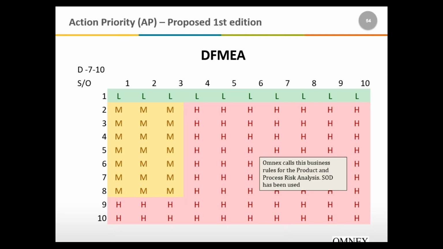If you have an occurrence value of 1, which has no discernible value, which brings in the whole question, is this really a failure mode? That is always low, so you always have that.